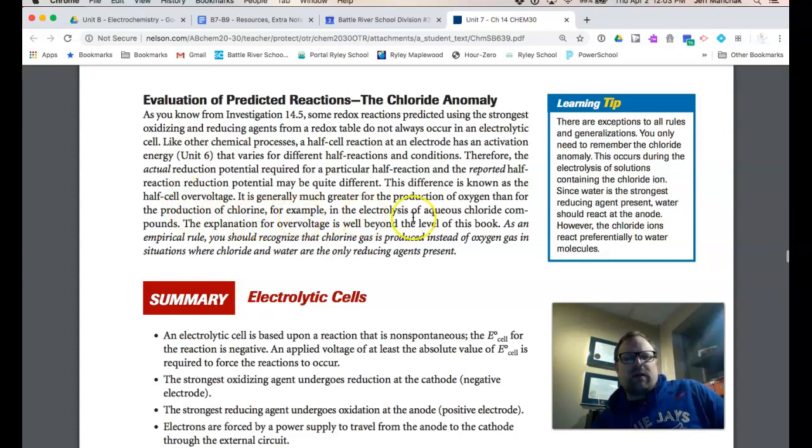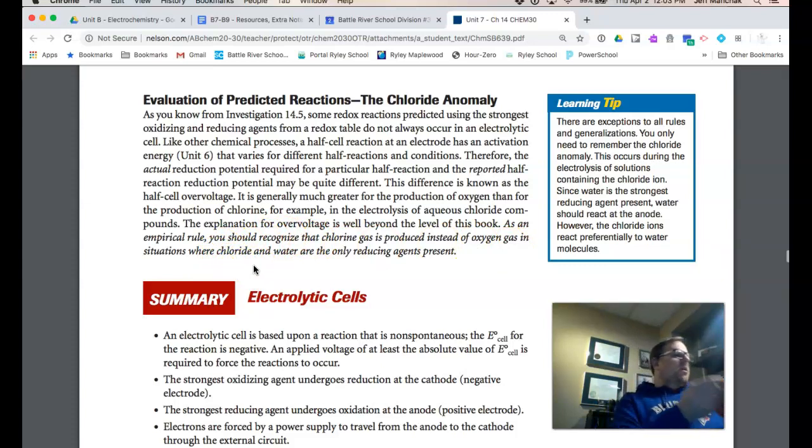For example, in the electrolysis of aqueous chloride compounds. So here's what we do. This is what we call our chloride anomaly, and what's in italics here is what I want you to understand about the chloride anomaly. As an empirical rule, so empirical means when we're actually doing this in practice, in a lab situation or a real life situation, you should recognize that chlorine gas is produced instead of oxygen gas in situations where chloride and water are the only reducing agents present.